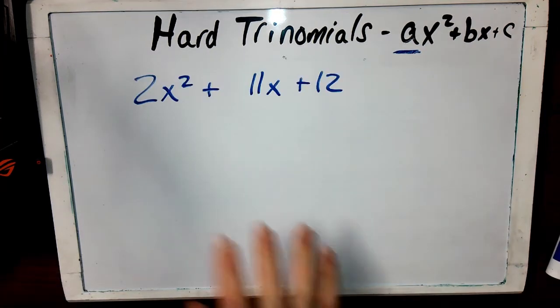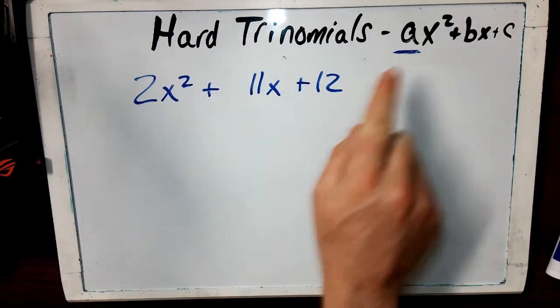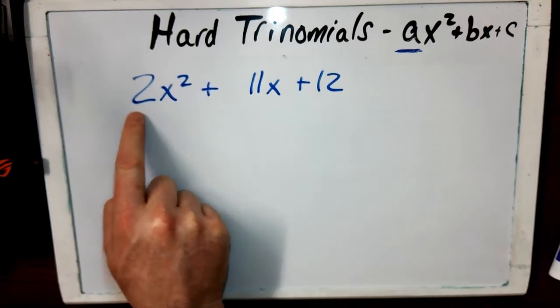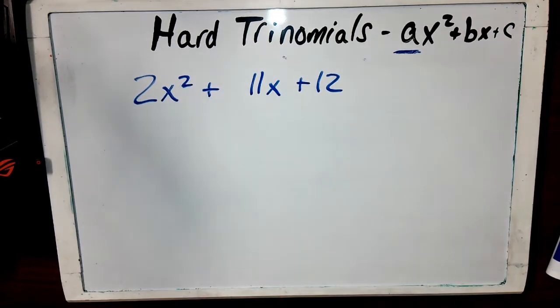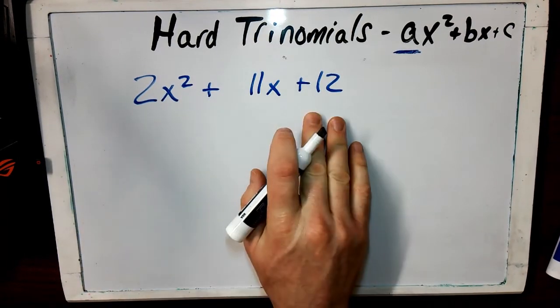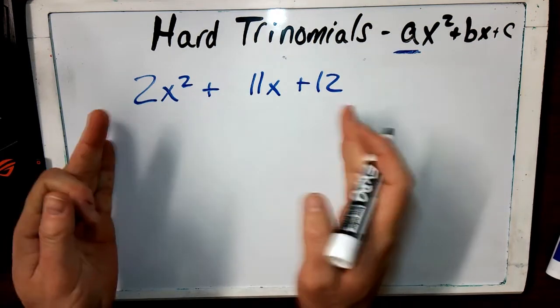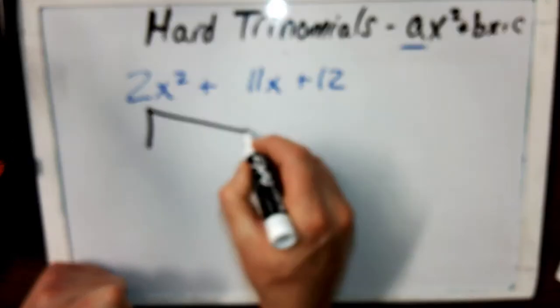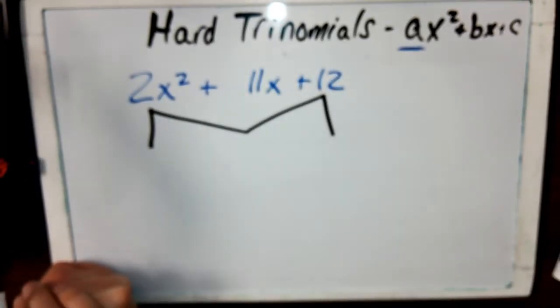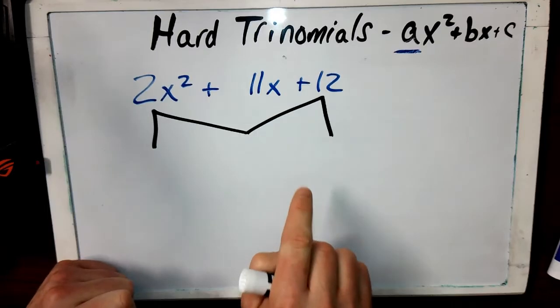Now we're going to start at the beginning. We have a hard trinomial. It's a hard one because there's a 2 in front that we cannot remove with a GCF. Now this one's harder because it starts with the trinomial. We have to make this into 4 terms. So to do this, I want you to think of a math teacher. And it has to be an old math teacher because we need the letter M.